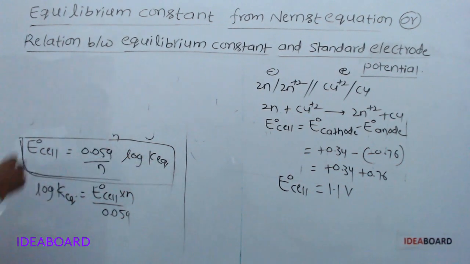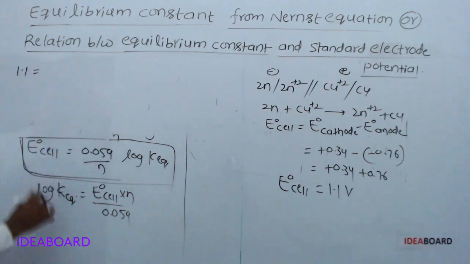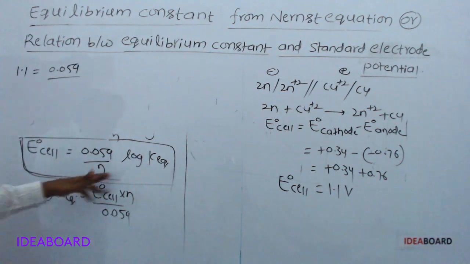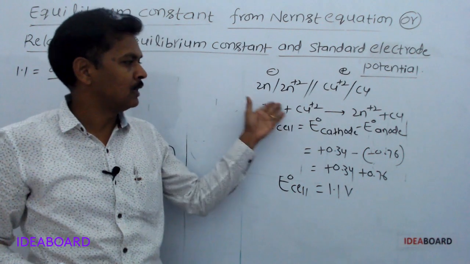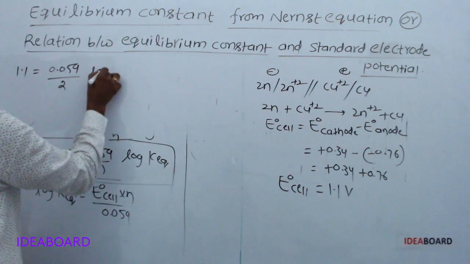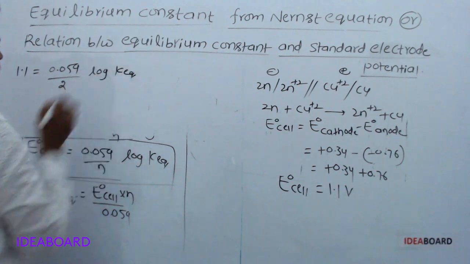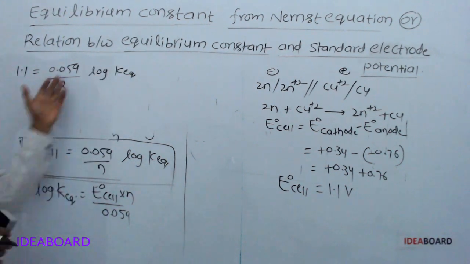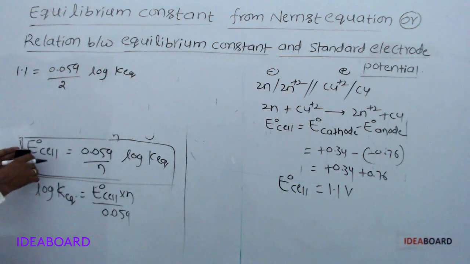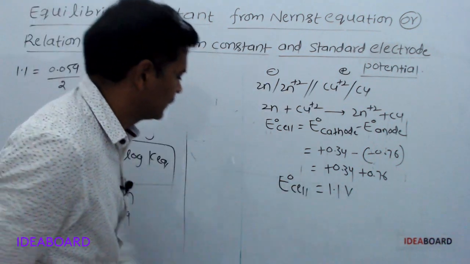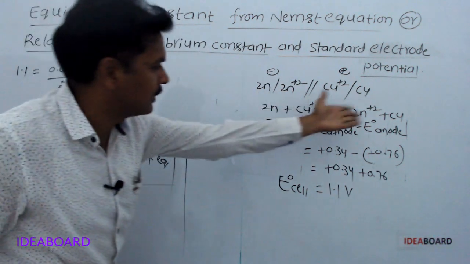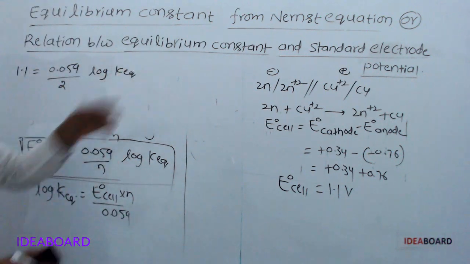So this E naught cell is 1.1. 1.1 is equal to 0.059 divided by n, where n means the number of moles of electrons involved. Here 2 moles of electrons are involved, times log of the equilibrium constant. Let us calculate the equilibrium constant of the galvanic cell. This E naught cell is 1.1 volts, equal to 0.059 by n, 2 moles of electrons are involved, log K.